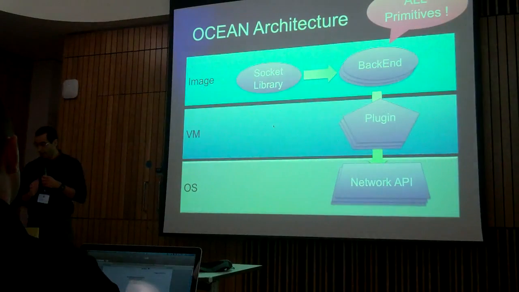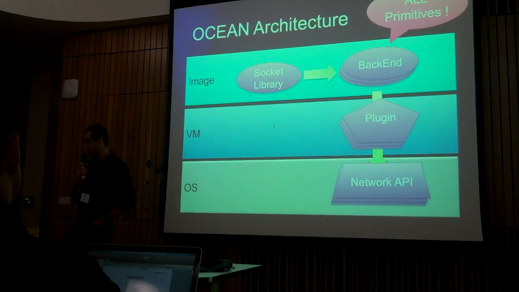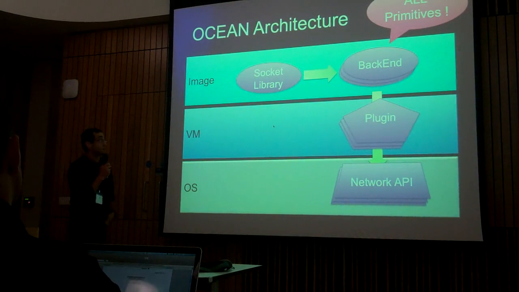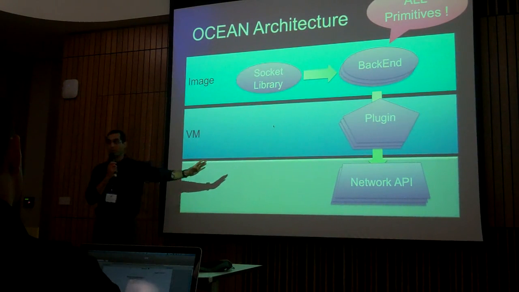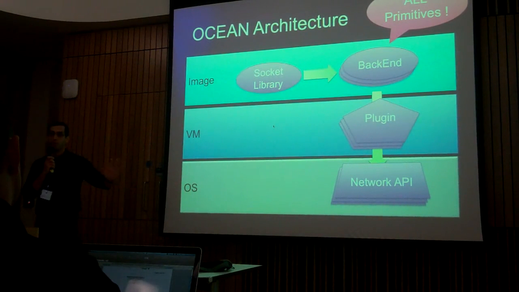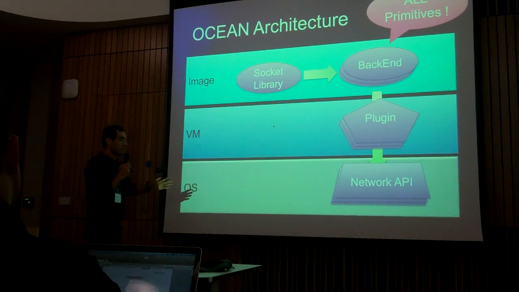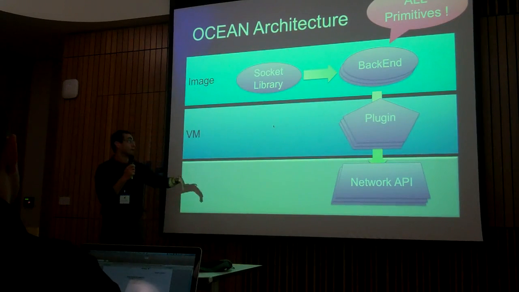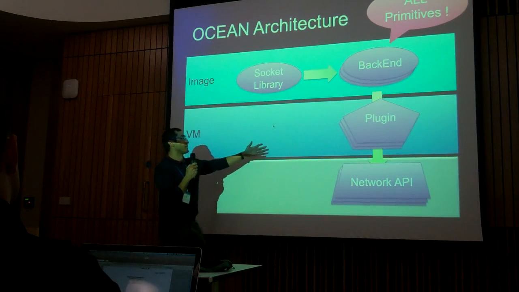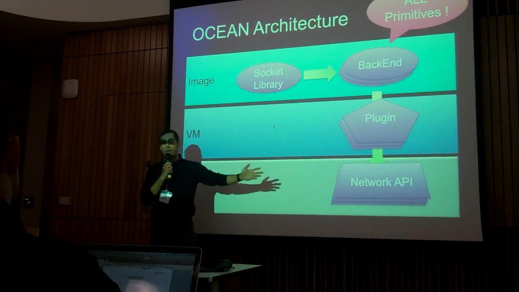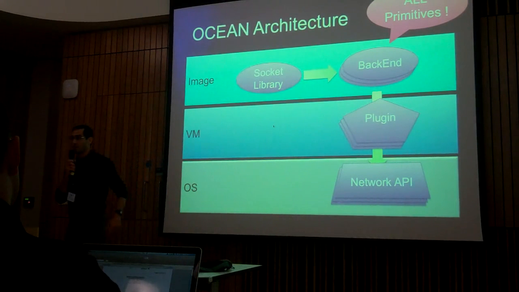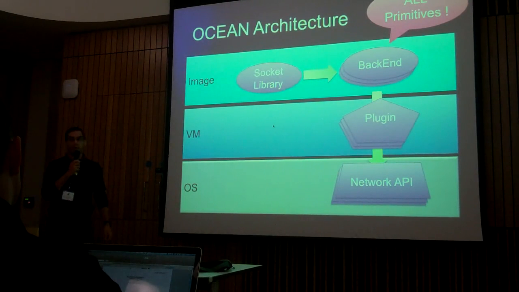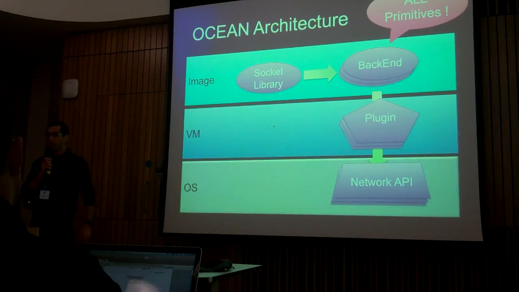So the idea, for those who don't know the Ocean project, is that we want to split the current socket library from its actual implementation, to be able to have several backends and to switch from one to the other. And of course, this will impact the VMs. We can use one plugin or another one, which will impact the portability of the VM. And of course, we can decide which network API we want to use at the operating system level.